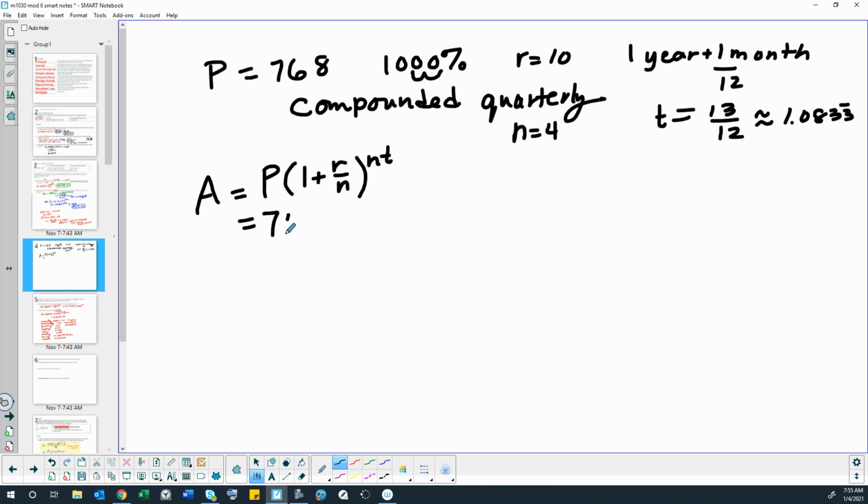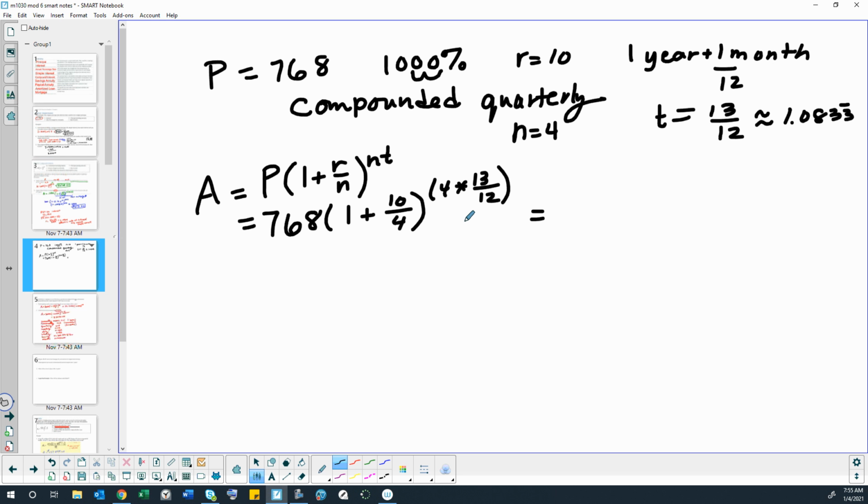So that's 768 times 1 plus 10 over 4 to the 4 times 13/12 power, because I'm using the actual fraction to avoid a rounding error for t. And then I'm just going to put that all in a calculator and see what I get. Just make sure you use lots of parentheses in your calculator.